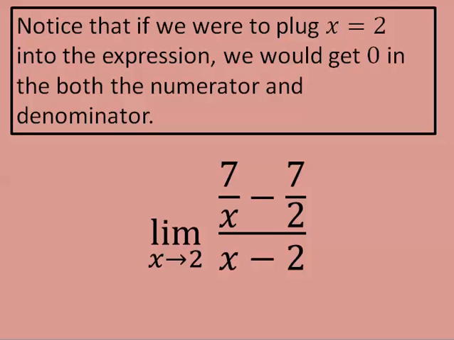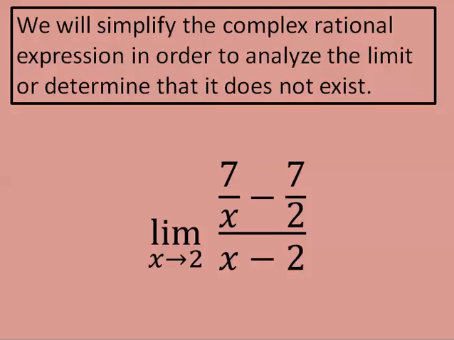Notice that if we were to plug x equals 2 into this complex expression, we would get 0 in both the numerator and denominator. For that reason, we're going to simplify the complex rational expression in order to analyze the limit or determine that it does not exist. Just to remind you, the problem is if we were to put 2 in at this point, I'd have 0 over 0, which is called an indeterminate form. Indeterminate form means you don't know what's happening.